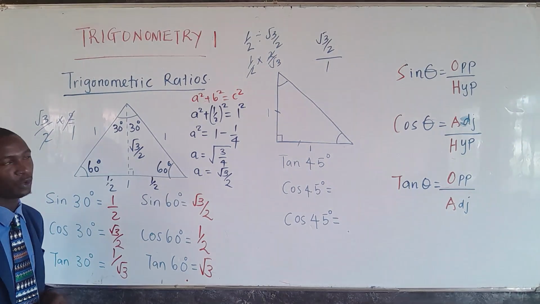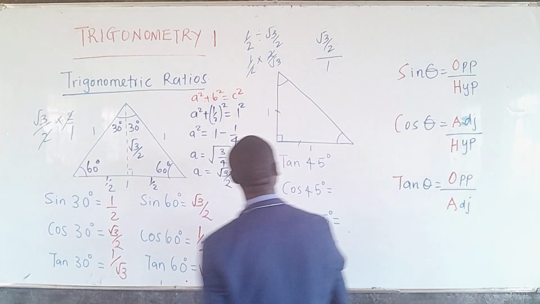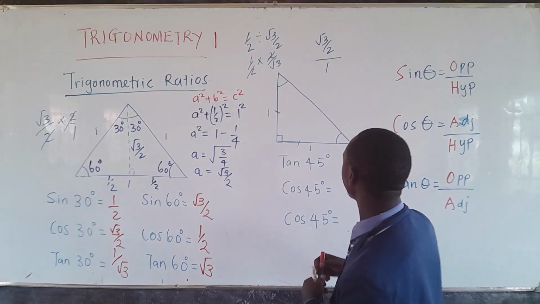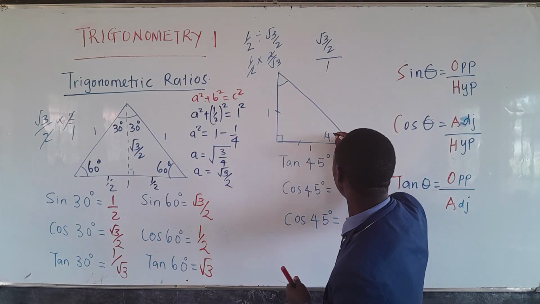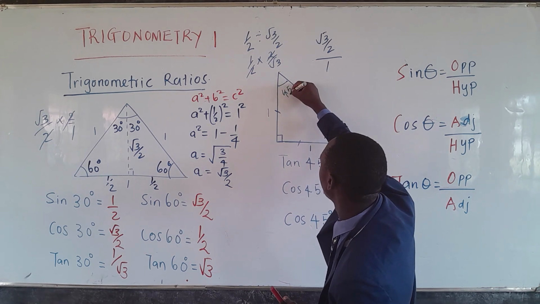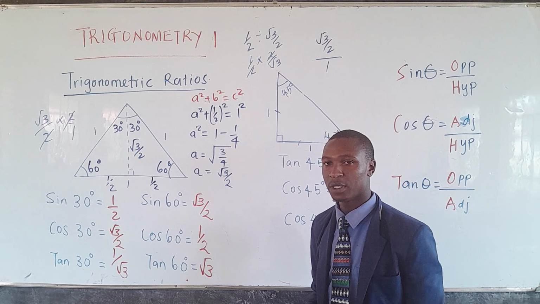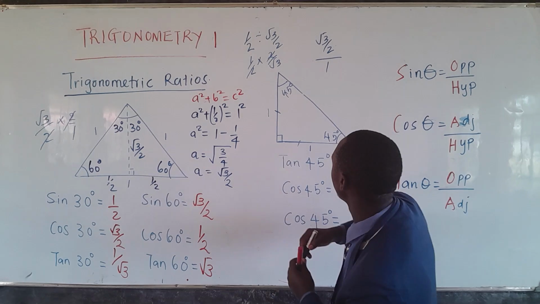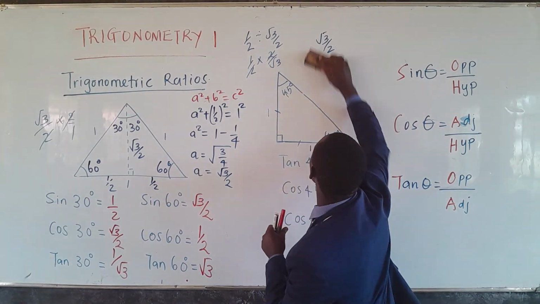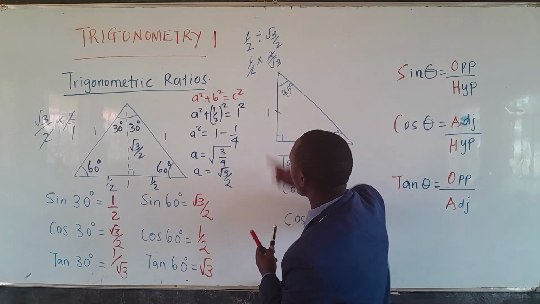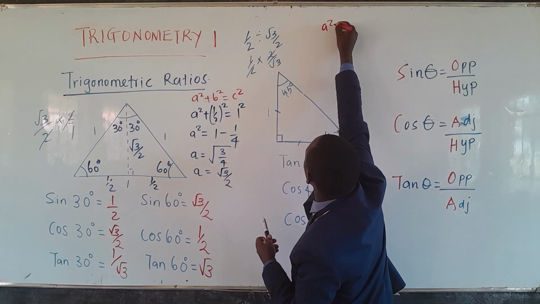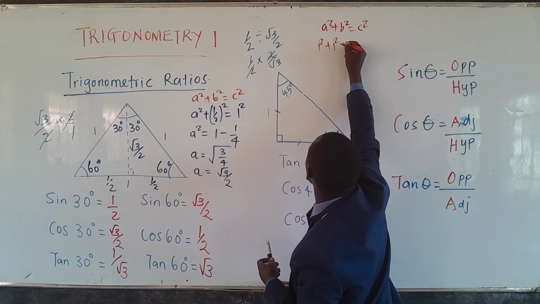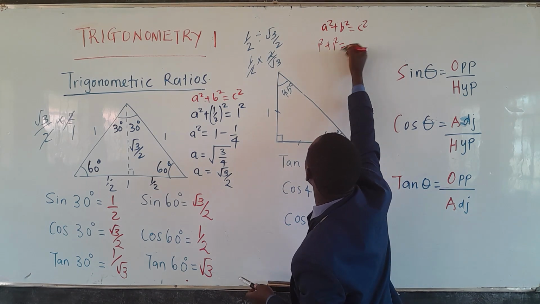Now what about the angles of 45? So if we consider a triangle, an isosceles triangle for that matter, which is right-angled at this point, then we can have this angle being 45 degrees. 45 degrees is 45 degrees. Remember, these angles of an isosceles triangle are equal. Therefore, we can work out the value of the hypotenuse using the formula here, the Pythagoras theorem, a squared plus b squared is equal to c squared. Then we have 1 squared plus 1 squared is equal to the hypotenuse squared, which we can call c squared.